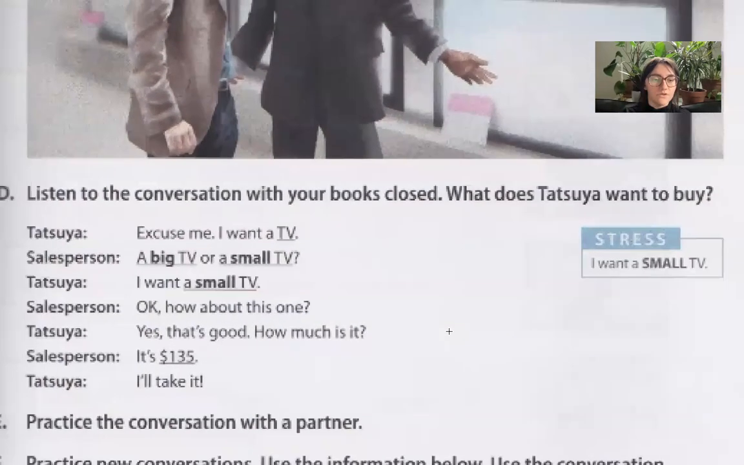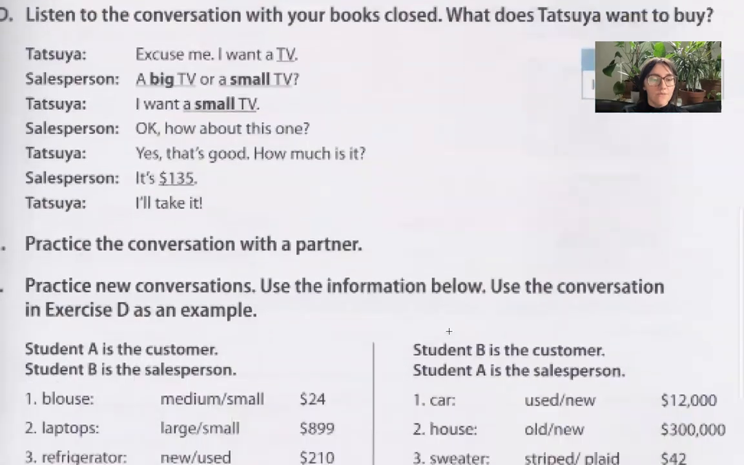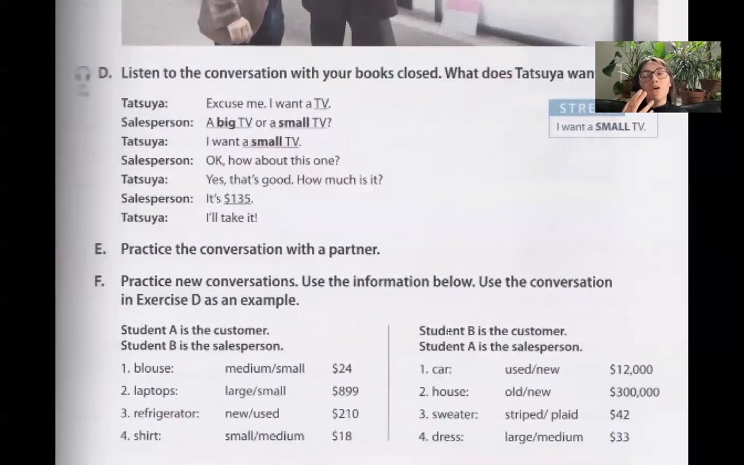So something you can look at when we look at the words is it wants you to stress the describing word, the adjective. I want a big TV, or I want a small TV, just so people can understand you better, right? You didn't really quite catch it otherwise. So kind of stress the adjective, right? And it wants you to practice the conversation with a partner, practice reading, but since we're not in class, we can't really do that.